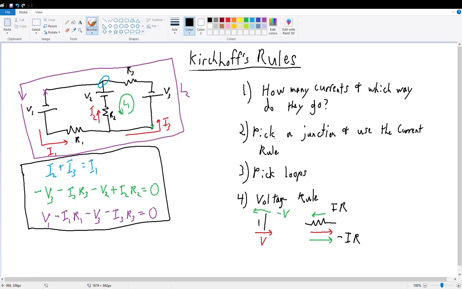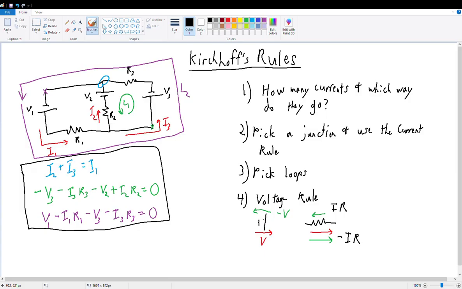So follow these steps, and you can do really any Kirchhoff's rule problem. You can do some very complicated circuits just by following these steps. So that is our brief overview of Kirchhoff's rules to help prepare you for your lab on Friday. And of course, we will talk about this more in depth in class.